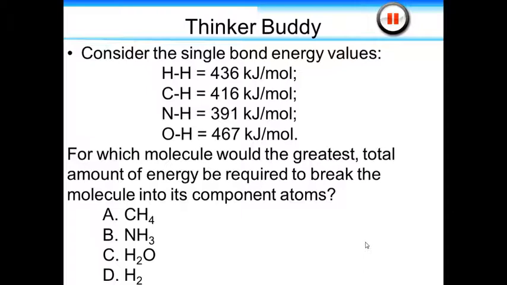We're not forming anything, just breaking it apart. You may want to use a calculator for this, or you could just guesstimate if you're good with numbers. A, methane, CH4. B, ammonia, which the formula is NH3. Or C, water, H2O. D, hydrogen gas, H2.